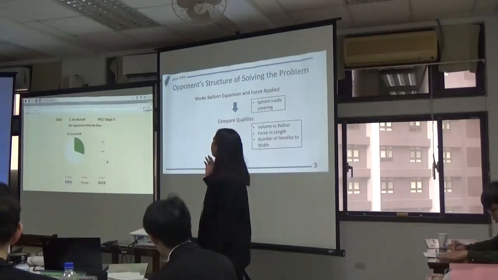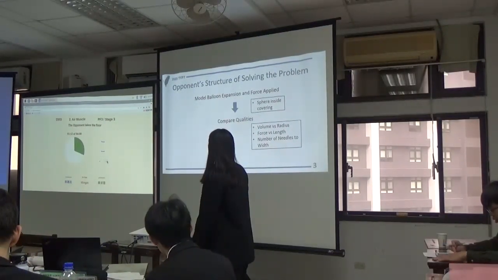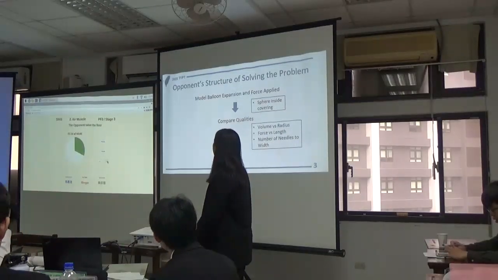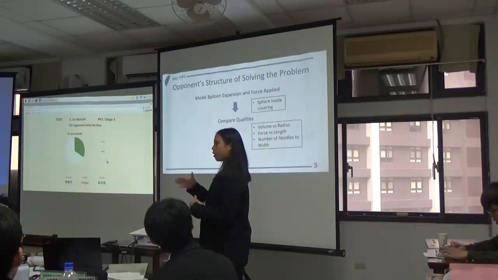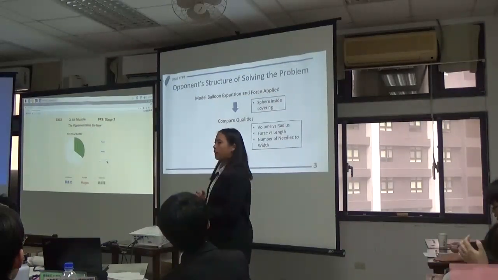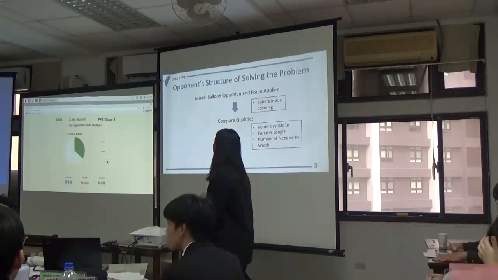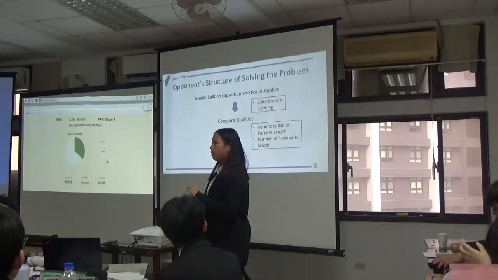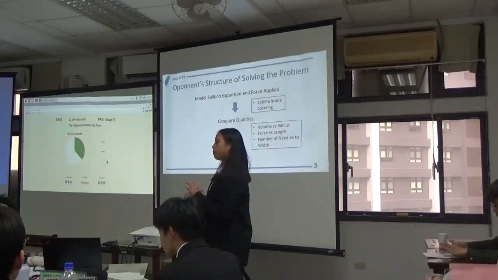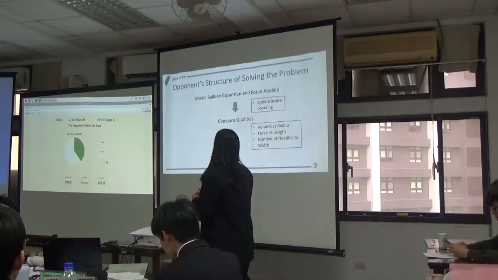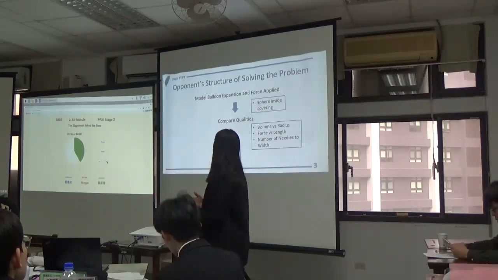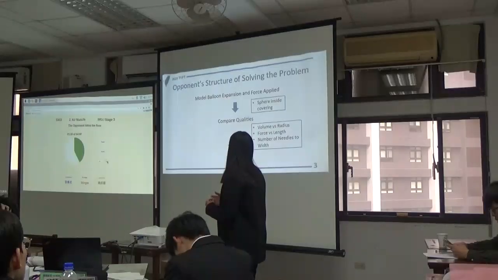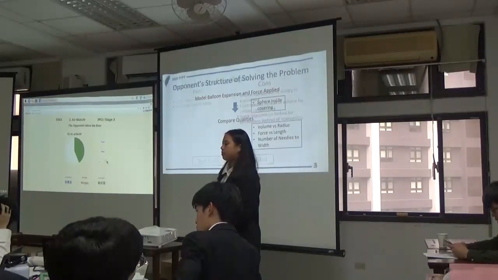So the reporter modeled the balloon expansion and force applied. First, they put a sphere inside a net, a vertical one, and then they compared the quantities. The parameters they measured were the volume and pressure, which is given by the syringe. And then they also measured the force versus the length, and then the number of needles to the width.